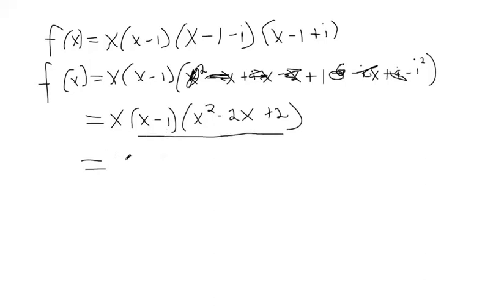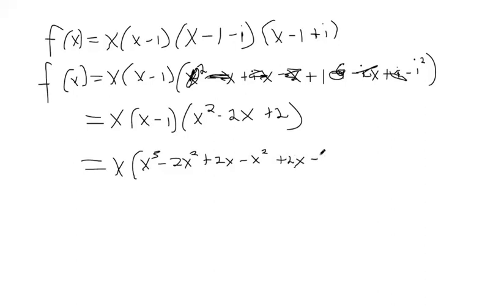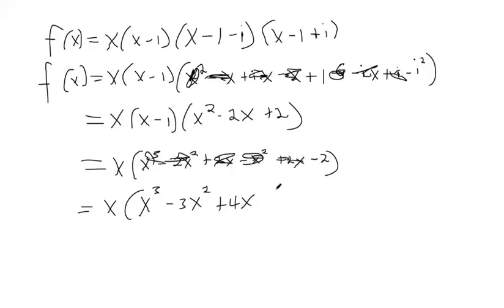Now I guess we can multiply these two parentheses. So x needs to multiply to each term. That makes x to the third minus 2x squared plus 2x minus x squared plus 2x minus 2. And then -2x squared minus x squared, we're going further back in the negatives. So I've taken care of that, taken care of that, taken care of that. Plus 2x, that makes 4x. And then minus 2 at the end.